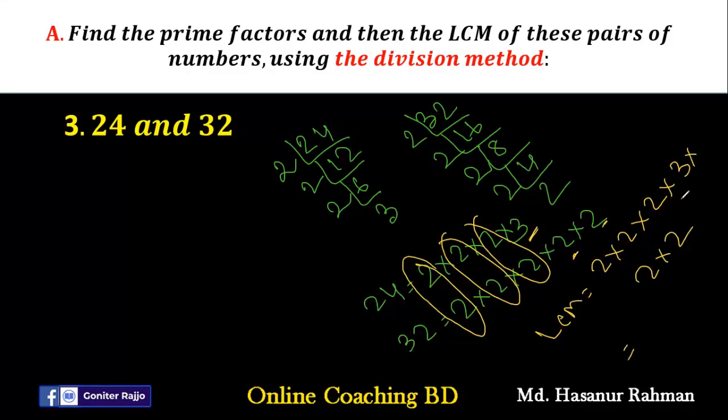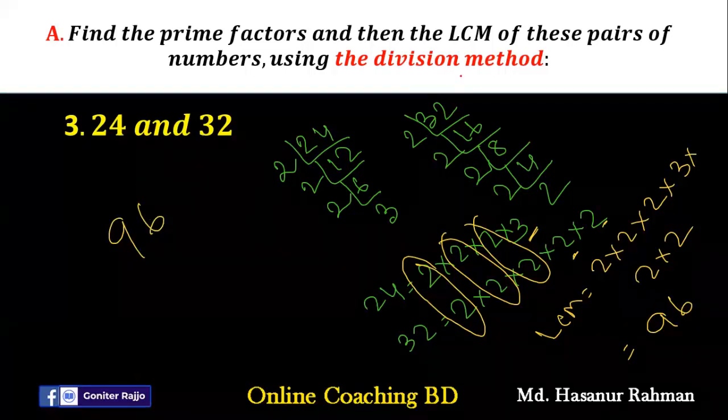Now, after multiplying all of these numbers, we will get our LCM. That will be 2 times 2 is 4, 4 times 2 is 8, 8 times 2 is 16, 16 times 2 is 32, 32 multiplied by 3, that will be 96. So, here LCM of 24 and 32 will be 96. And you can easily divide 96 by 24 and 32.